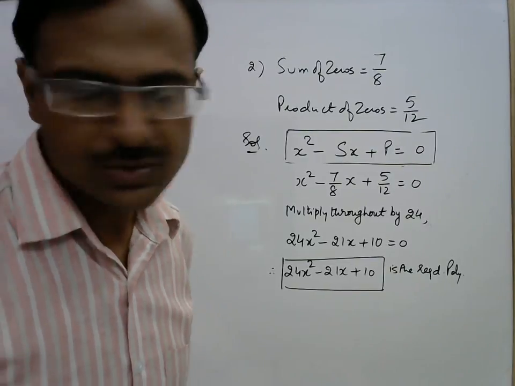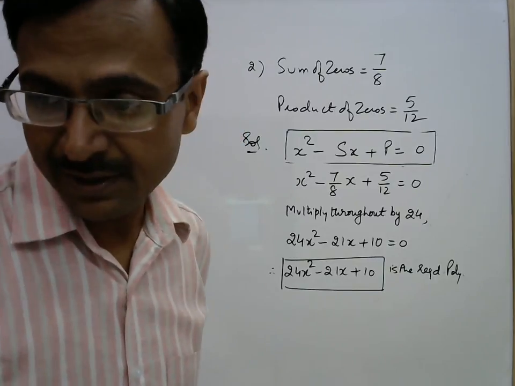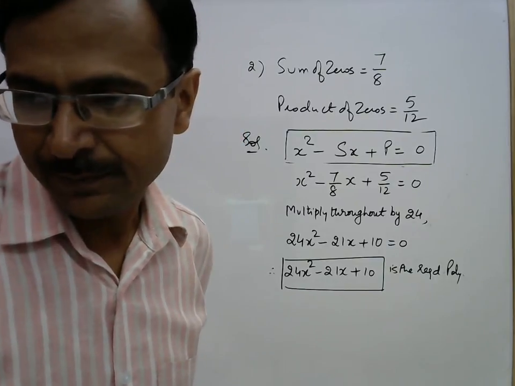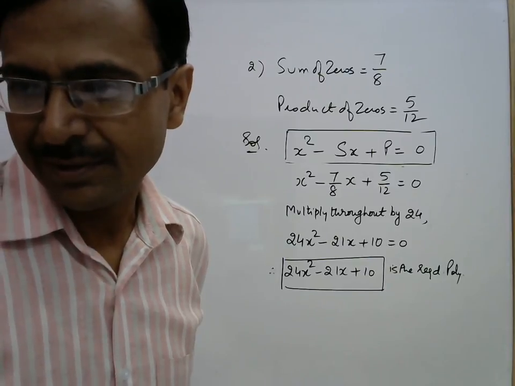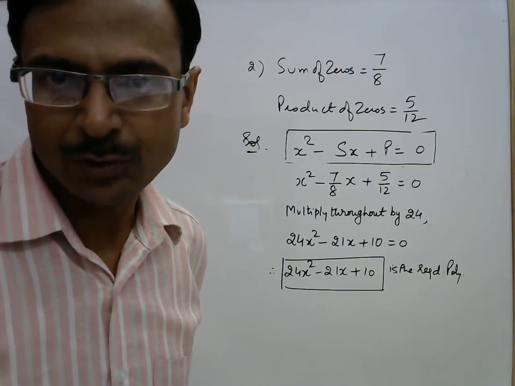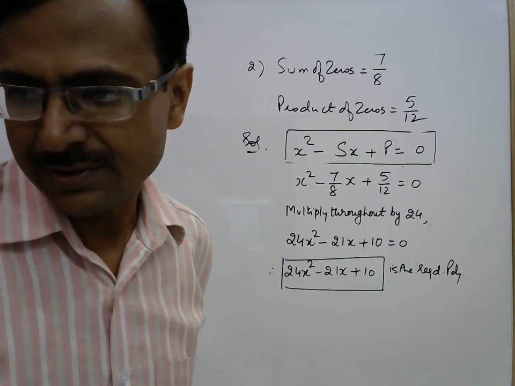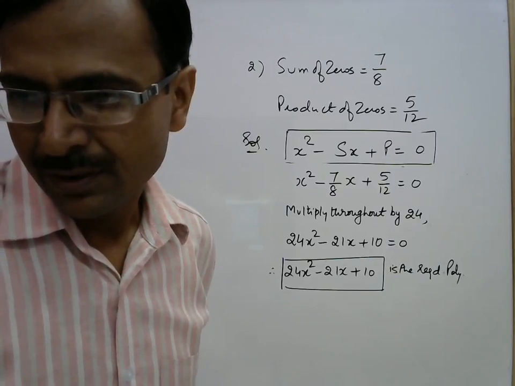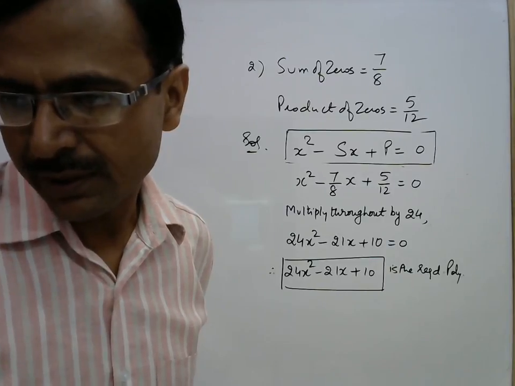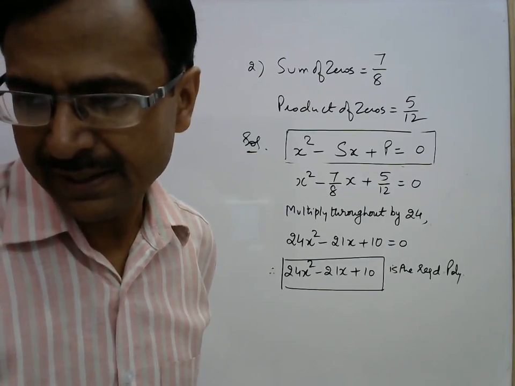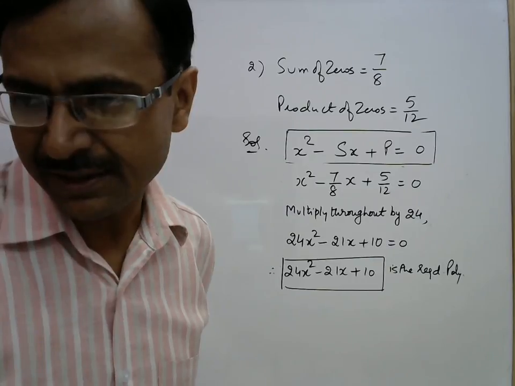Vidhi, 24x square minus 21x plus 10. Yeah, that's great. You've got that right. Hardik, yes, that's what matters in mathematics. You have to be accurate with your answers. Surendra, 24x square, x square. I think you have not written x in the first and the second term.